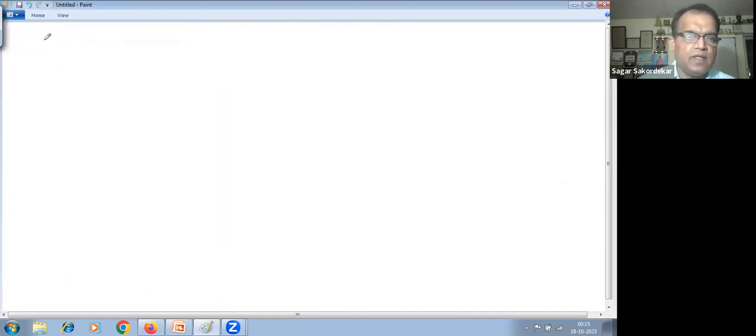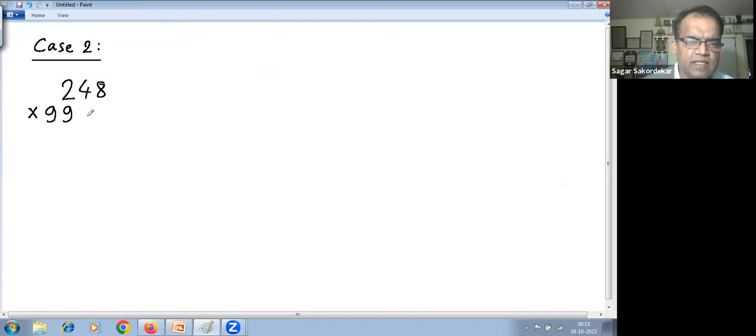Let's try for case two. In case two, what we are taking is that the number of digits is less than the number of nines. The number of nines is more, but the method you have just learned will work only when the number of digits and number of nines are the same. And that you can easily make the same just by putting 0 here. So now with this 0, it becomes the same as our earlier case 1.